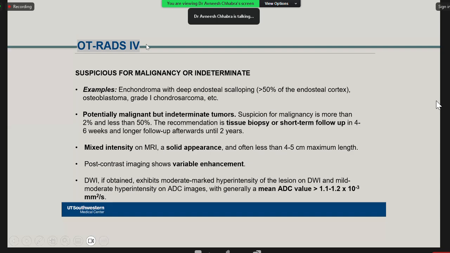So then we get into 4. So 4 is now you're getting into the 10 to 50% range. Sorry, you're getting into the 2 to 50% range. So in this case, they become indeterminate. So you have deep endosteal scalloping. Here your atypical cartilaginous lesions can come in, osteoblastoma, grade 1 chondrosarcoma. So getting into those lesions, they start to become aggressive. And then again, they may have solid appearance, and they may show variable enhancement, and mean ADC is getting to lower values. Basically, your cellularity in the tumor is increasing, but still above 1.1 usually.